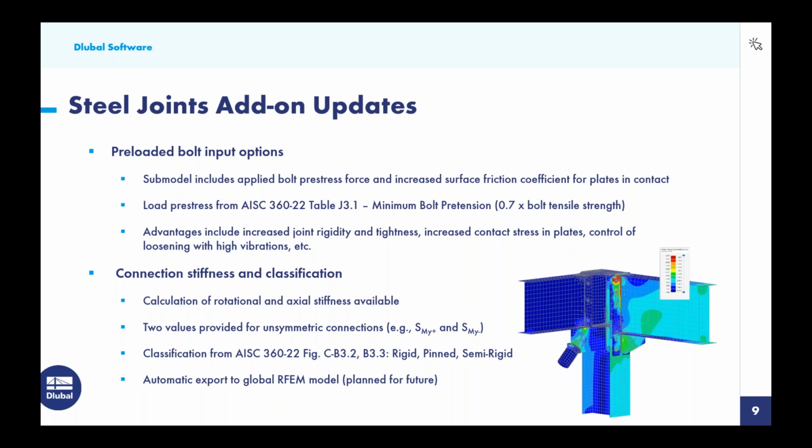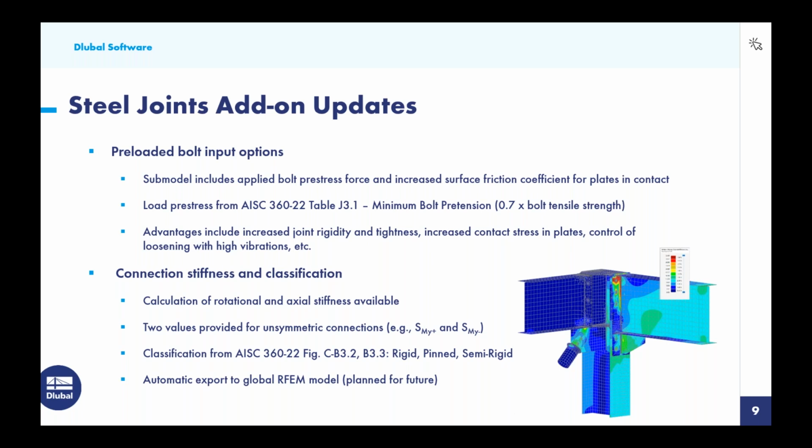We also now calculate the connection stiffness and further classify this. So we have the ability in the Steel Joints add-on to calculate the rotational and axial stiffnesses for each member that frames into that connection point. So two values for each of these are going to be provided. For example, if we take a look at the stiffness of the strong axis bending rotational moment, we will see two values here, a positive and a negative, and this is just depending if the member is in positive bending or negative bending. Now, if we have a completely symmetric connection, these two stiffnesses would be identical.